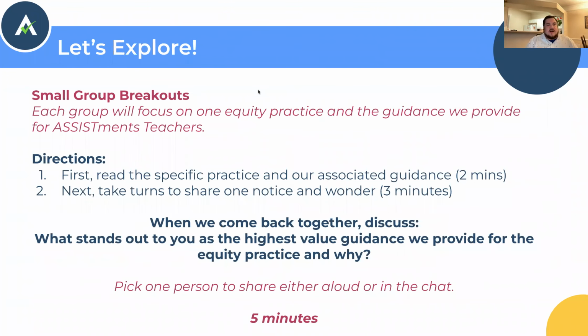So what we're going to do is some small group breakouts. Each group is going to focus on one equity practice and the guidance we provide for ASSISTments teachers. Your breakout group title will tell you which practice and associated guidance to focus on, so no guesswork there. We're going to spend 5 minutes total. First, take 2 minutes just to read the specific practice and our associated guidance, and then take the final 3 minutes just to take turns to share notice and wonder.